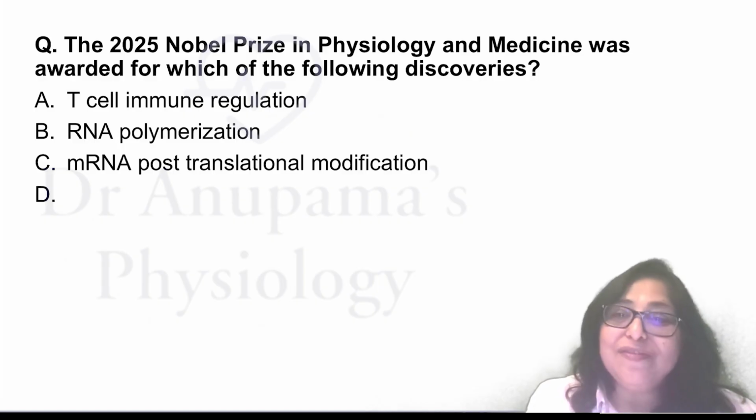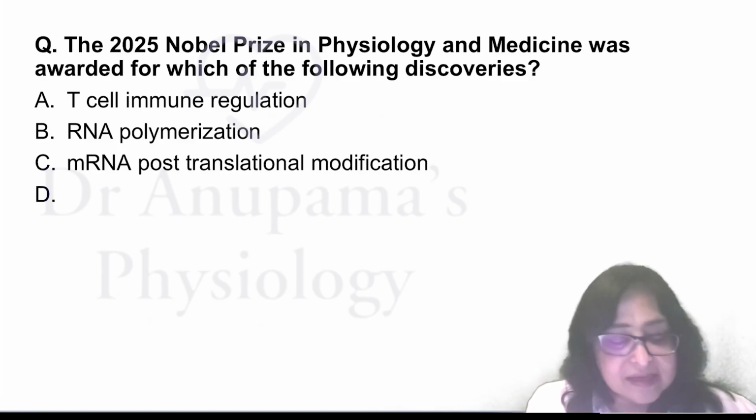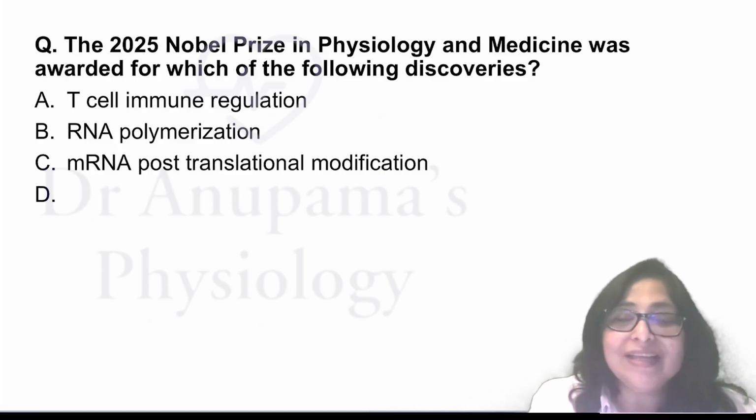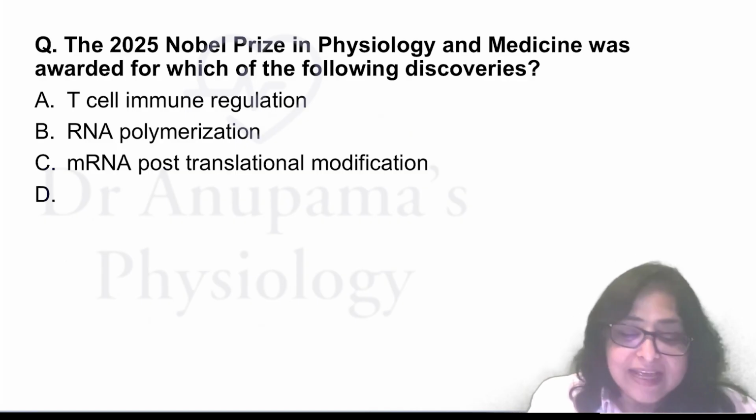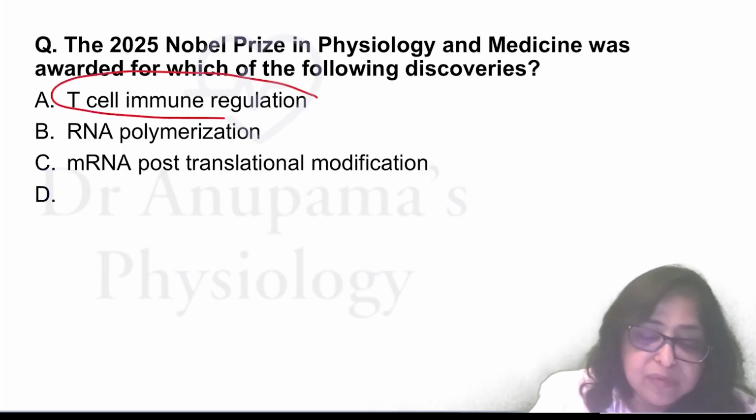The 2025 Nobel Prize in Physiology and Medicine was awarded for which of the following discoveries? This is a completely factual question. Recently it has been declared, and so the answer is T-cell immune regulation.